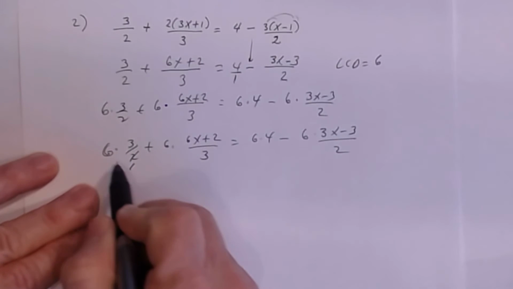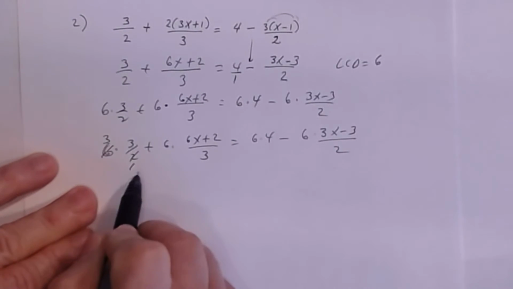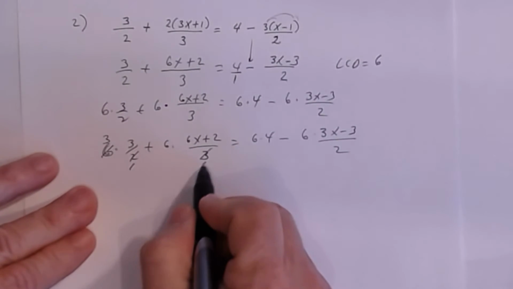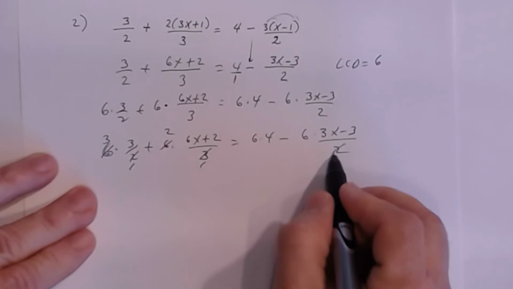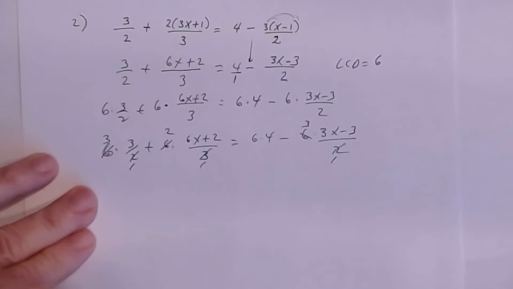2 into 2 is 1. 2 into 6 is 3. See, that's a 1 now. 3 into 3 is 1. 3 into 6 is 2. See that? Over here, 2 into 2 is 1. 2 into 6 is 3. Okay, now listen to what I'm about to say next.